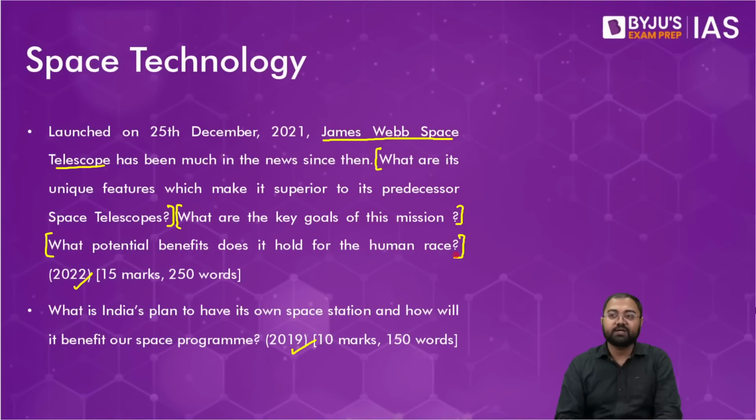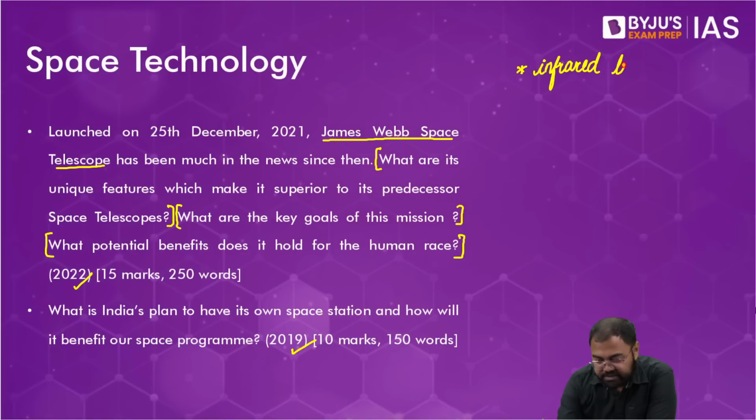Obviously it will have a positive impact even on the marks that you are obtaining in that question. So that's why the unique features, what are the most important unique features? The first and foremost, nothing better than this, is the use of infrared. This is an infrared telescope. Now, because it's an infrared telescope, it can actually see better, and it can also see farther.